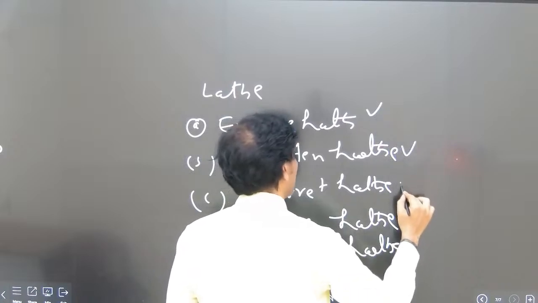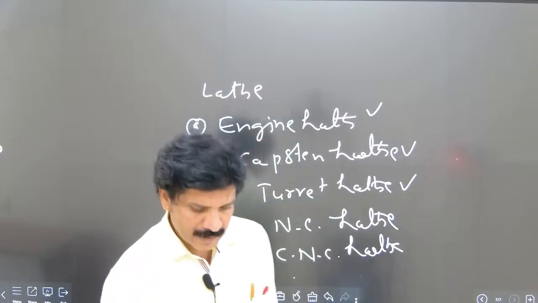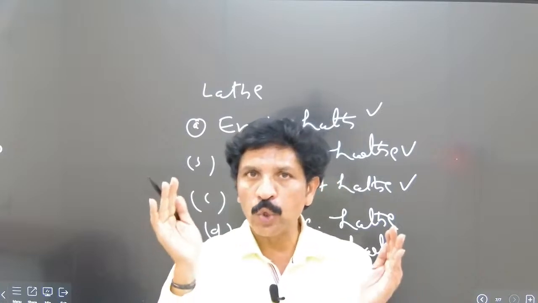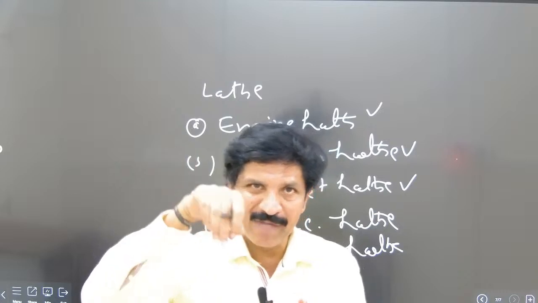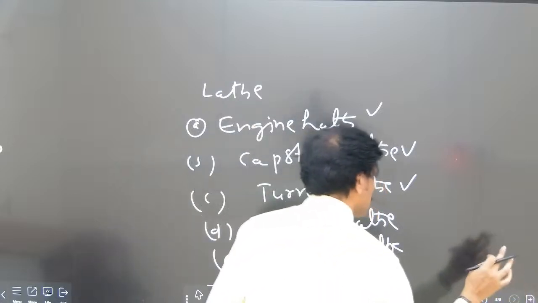Next, capstan and turret. What is a turret? Usually the tool post is square shaped and it is operated with a lever. See this one. This is a tool post.